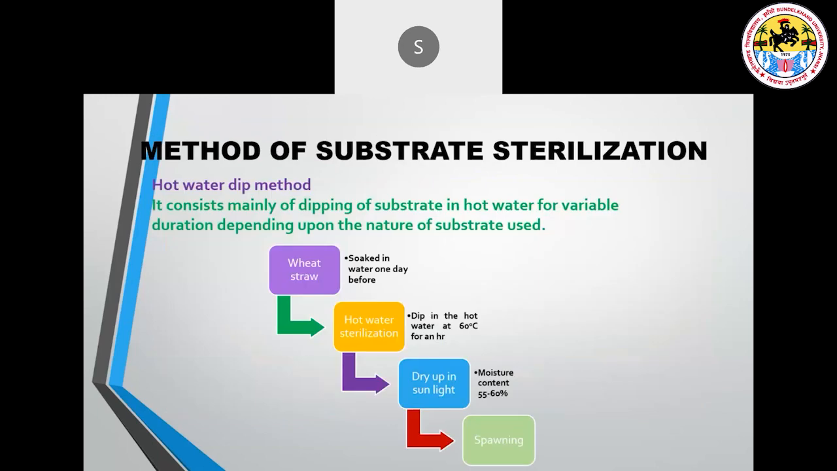After selecting the substrate, we come to the method of substrate sterilization. Generally, in India, basically two methods are preferred. One is the hot water dip method. In the hot water dip method, it consists mainly of dipping the substrate in hot water for a variable duration depending upon the nature of the substrate.